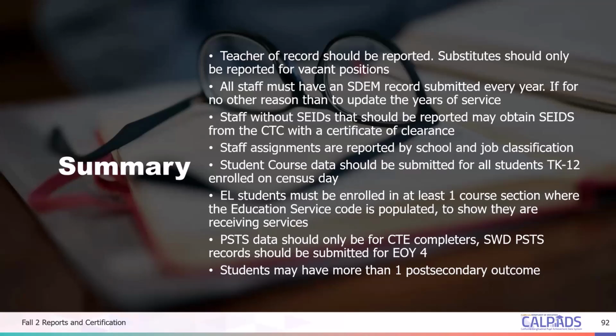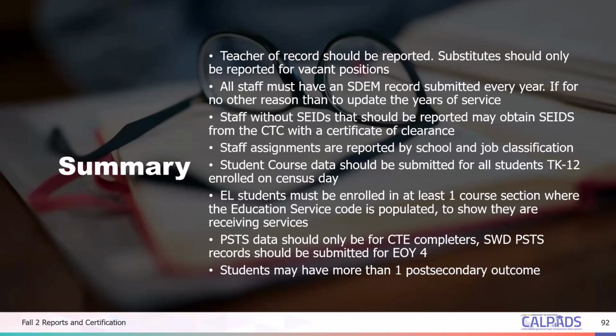All staff must have a staff demographic record submitted every year, if for no other reason than to update the years of service. CalPADS validates this fact now. Staff without SEIDs that should be reported may obtain SEIDs from the CTC with a certificate of clearance. Staff assignments are reported by school and by job classification.